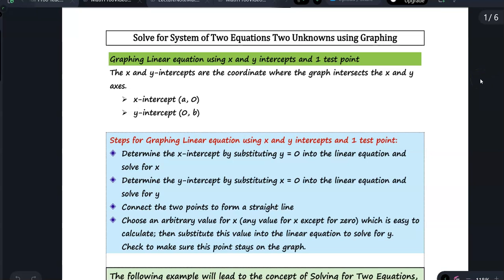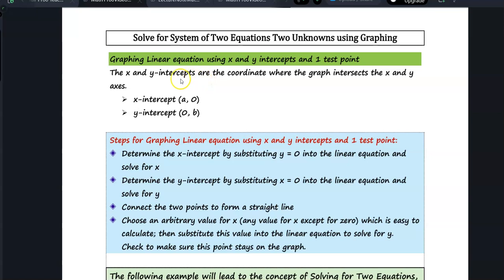This method is so simple that if you just apply it, you'll be able to sketch the graph very quickly instead of creating a table, picking different points and trying to connect them. Okay, so this method is called x and y intercept and then one test point. We will get to this one test point in a minute. But before we get to this, I would like to review the x and y intercept.